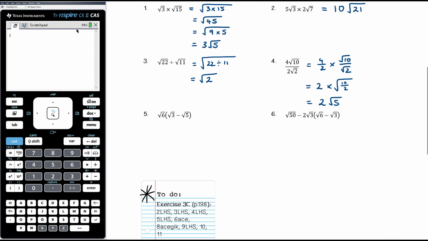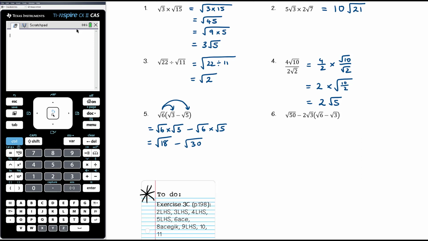Okay, and then we might be able to expand out brackets involving surds, which is just multiplication. So if we have a single term outside a bracket, we know it's going to be that times that, and that times that to expand out the brackets. So we're going to have root 6 times root 3 minus root 6 times root 5. Now I would just do those multiplications as I expanded. So root 6 times root 3 is root 18, minus root 6 times 5, that is root 30.